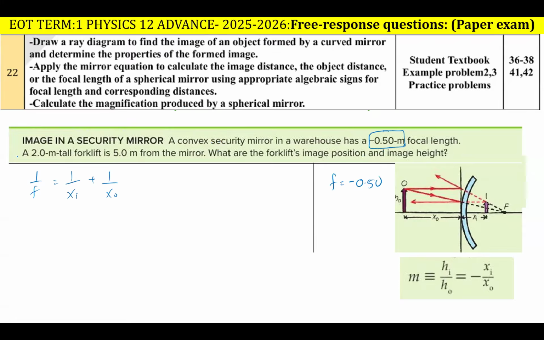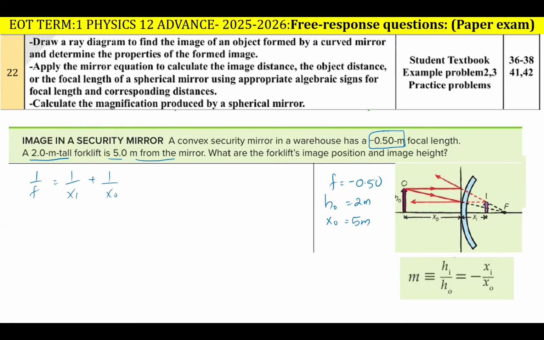And a 2 meter tall forklift, so the height of the forklift is HO, equals 2 meter. It is 5 meter from the mirror, so XO is equal to 5 meter. And we just substitute.